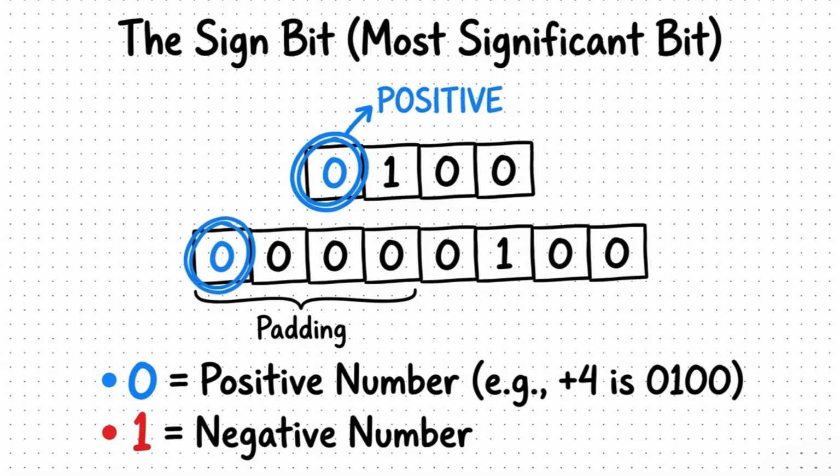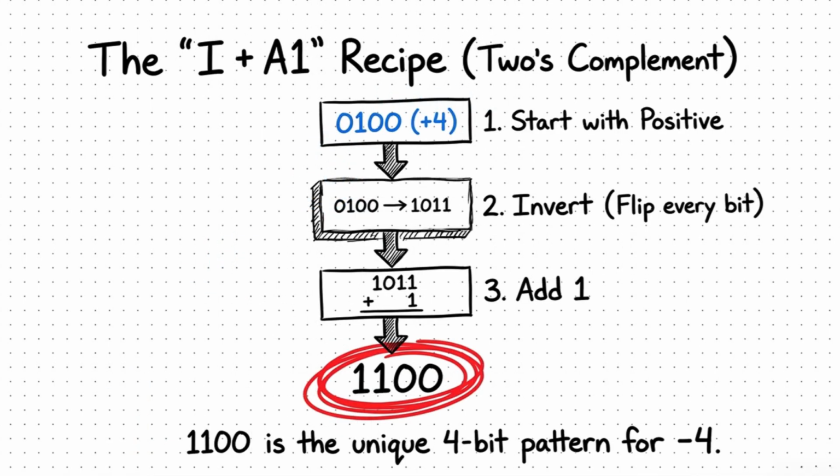To represent this in 8 bits format, we simply pad the front bits with more zeros. So we are going to add 4 zeros at the beginning of this number, which is going to make it 0, 0, 0, 0, 0, 1, 0, 0. Simple, right? But what about minus 4? How to represent minus 4 in the binary number system?